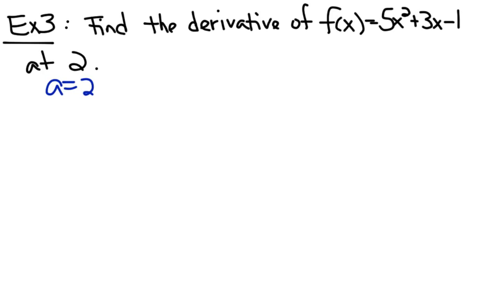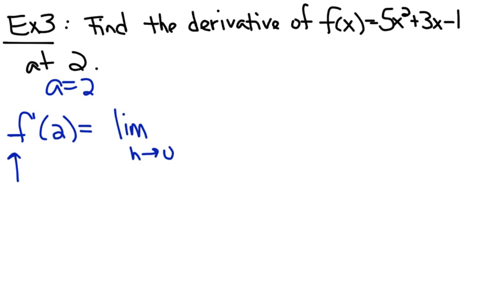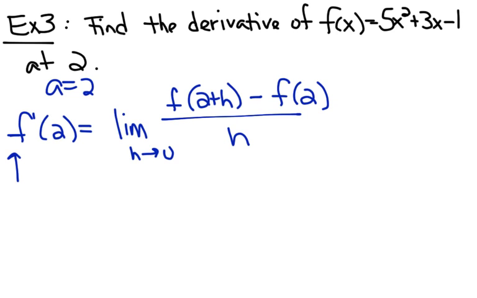So, since a is 2, to find the derivative, which we write like this and pronounce f prime of 2, also called the first derivative of f at 2, we're going to do the limit as h approaches 0 of f of 2 plus h, since a is 2, minus f of a, which is 2, divided by h.